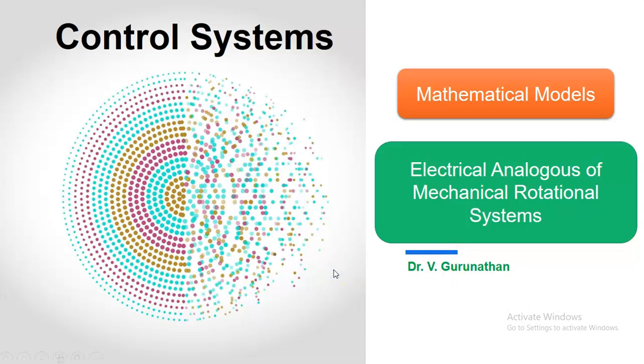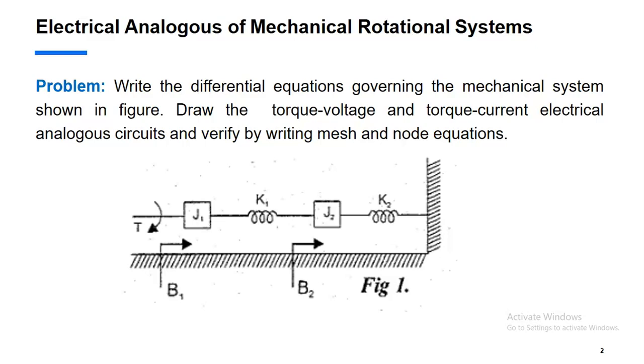Hi everyone, in this video we are going to see a problem on electrical analogies of mechanical rotational system. The problem is: write the differential equations governing the mechanical system shown in the figure. You have to draw the torque-voltage and torque-current electrical analogous circuits and verify by writing mesh and node equations.